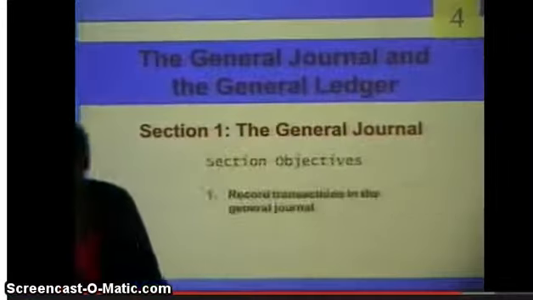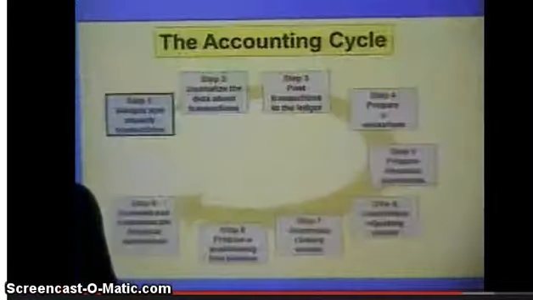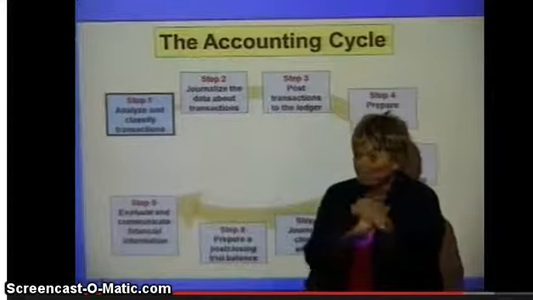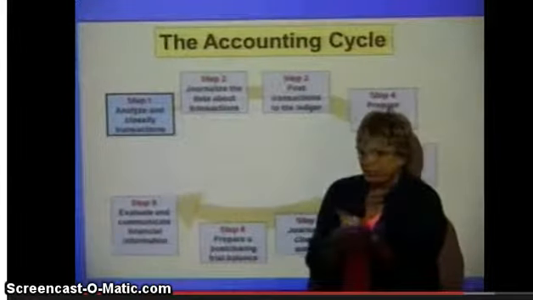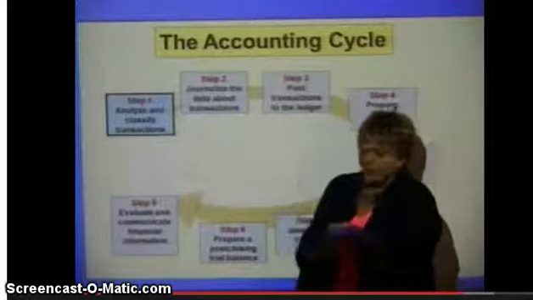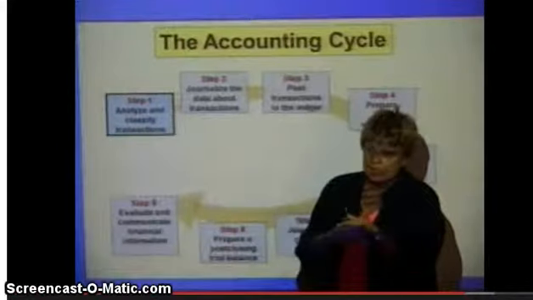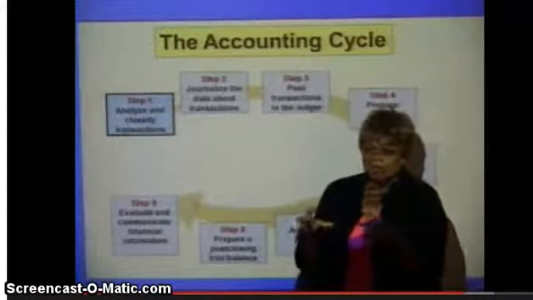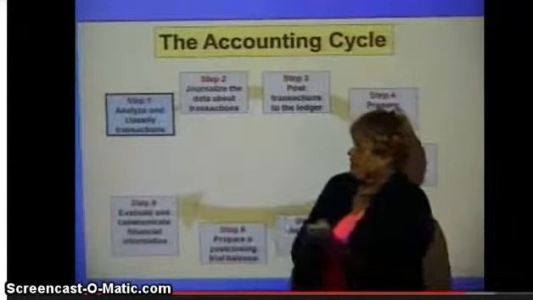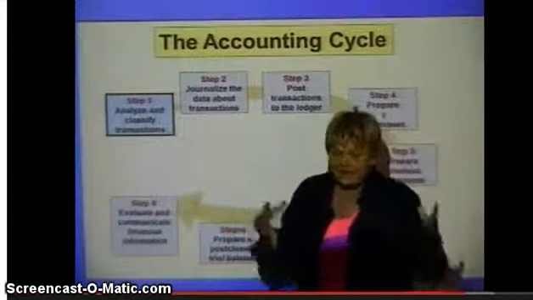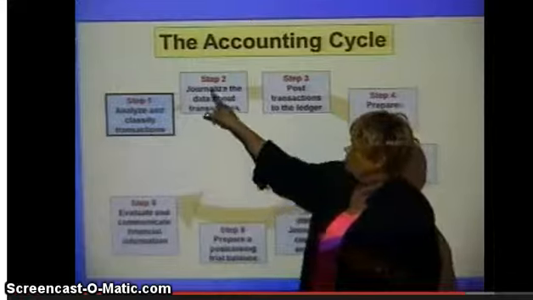We're going to look at the general journal and our accounting cycle. We start with, remember what we do first, we analyze the transaction. We say what happened, what accounts were affected, did they increase or decrease, does it get a debit or a credit? We analyze to determine how we're going to record it. So once we analyze it, then we're going to journalize.